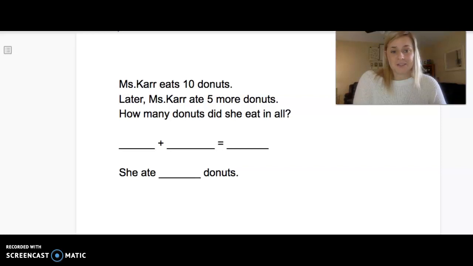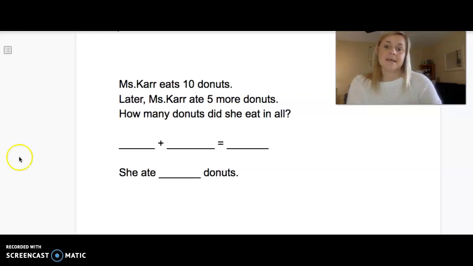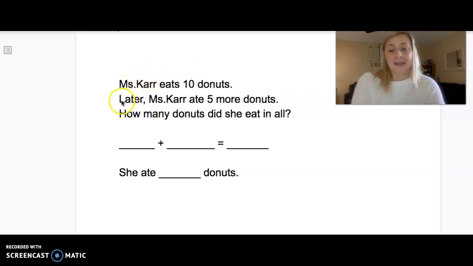So our first equation is going to be a word problem, and it says, Miss Carr eats 10 donuts. Definitely sounds like Miss Carr. She would definitely eat 10 donuts. Later, Miss Carr ate 5 more donuts. How many donuts did she eat in all?